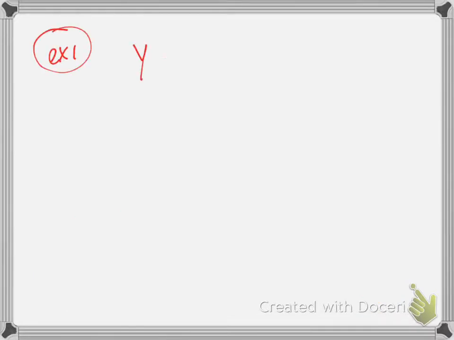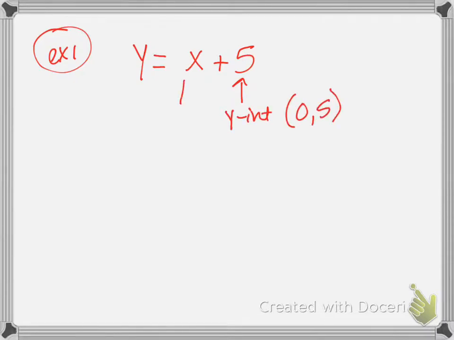Let's say we had y equals x plus 5. So this is the one case where some people get a little confused about the slope. So your y-intercept is still the 5, so we would graph 0, 5. And then in this case, there's no number in front of the x, but we know that when there's nothing there, there's an invisible 1.